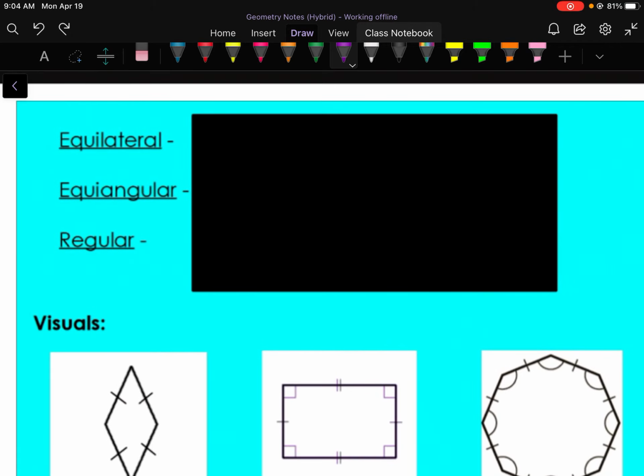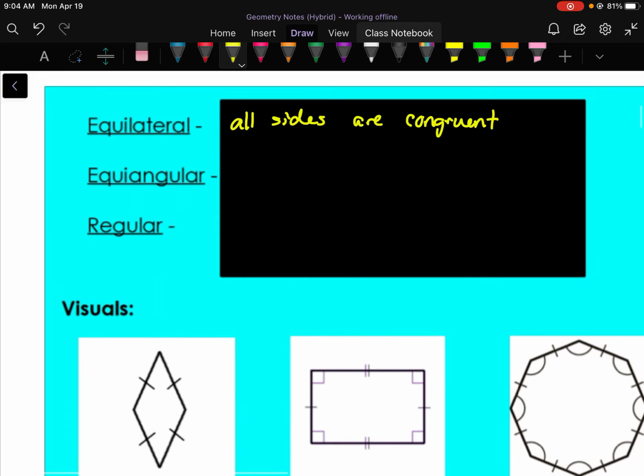Okay, so a couple other things here. Equilateral polygons. You know what an equilateral triangle is? Well, it applies to all polygons. That just means all sides are congruent. That's all it means. Equiangular means all angles are congruent.